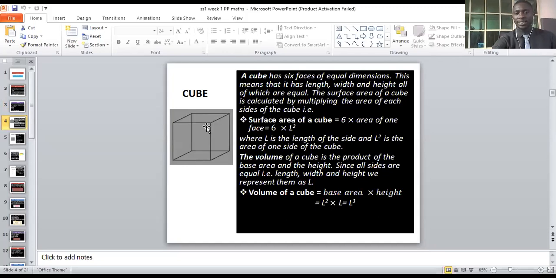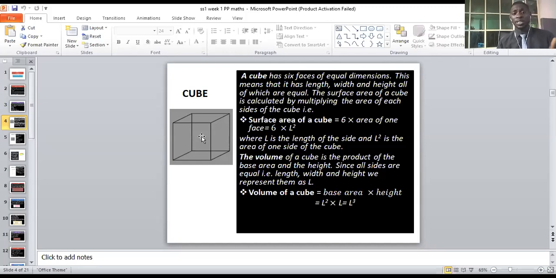You can see the length, the height, and the width. They are all of equal dimensions, and it has 6 faces: down, up, right, left. These are the 6 faces. And the definition says a cube has 6 faces of equal dimension. This means that it has length, width, and height, all of which are equal. And the surface area.